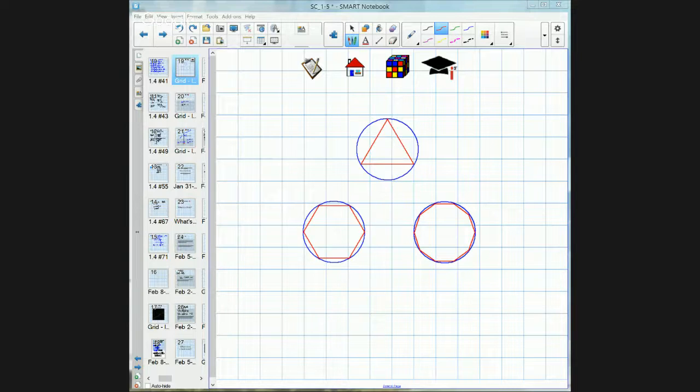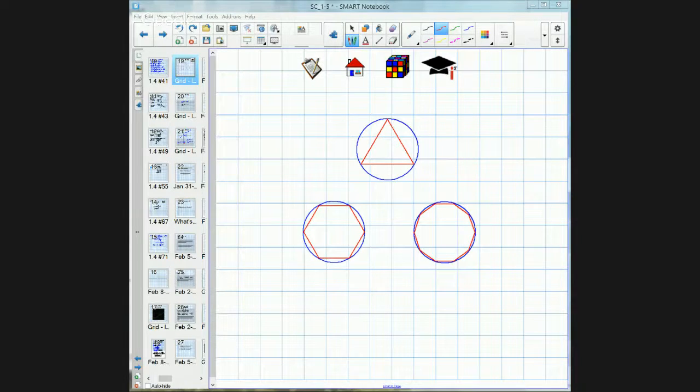So anyway, we've got 3 circles on the screen, and inside of them are equilateral polygons. The top one has an equilateral triangle, 3 sides, and then bottom left, we have a hexagon, 6 sides, and then I think it's a decagon. And here's what I'm trying to show.